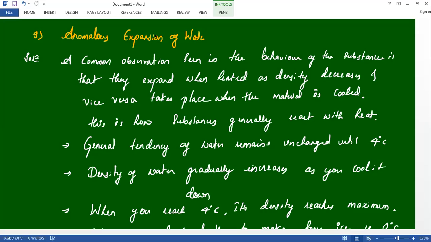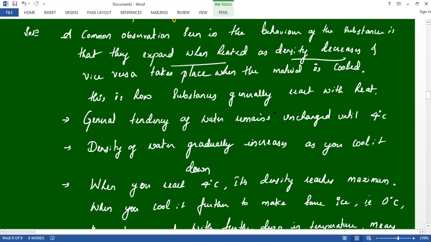A common observation is seen in the behavior of a system: when it is heated, any substance will expand and the density decreases. When any substance is heated, its density will decrease because the volume will increase. The vice versa will take place when the material is cooled. This is how substances generally react with heat.